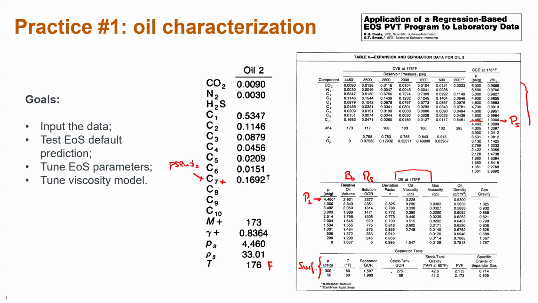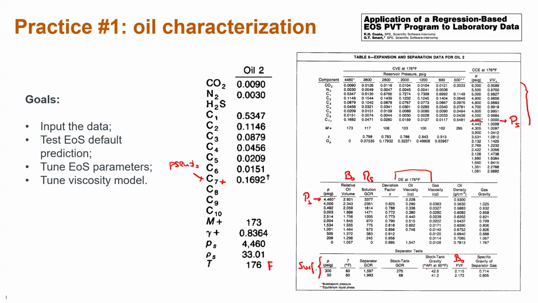So the idea is to measure the final GOR, the API of the dead oil, okay? And the swelling factor of the oil, the final BO, for example. This is the formation volume factor of the oil, the BO, okay?